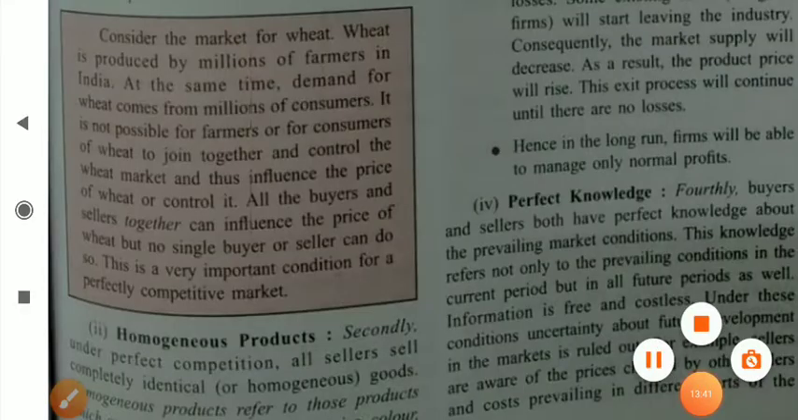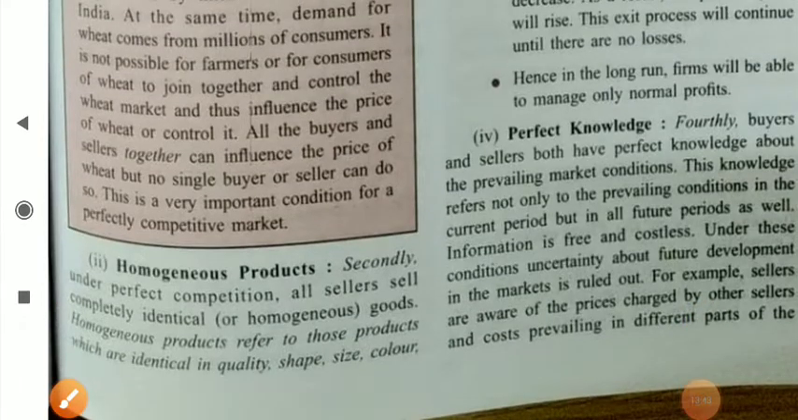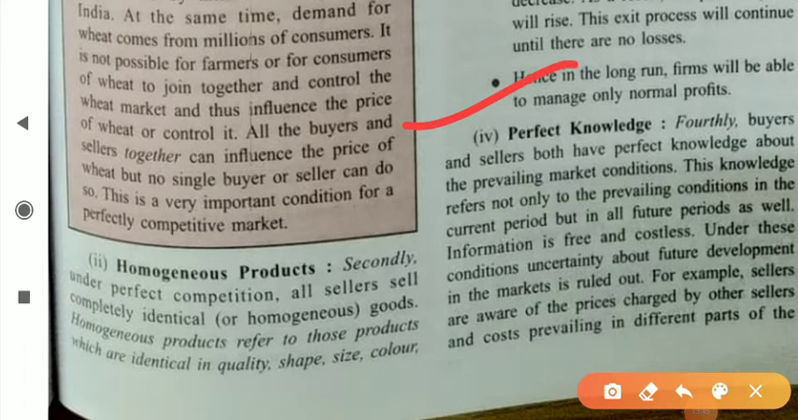Now move to our next point, which is perfect knowledge. As I told you, in this market the consumer has perfect knowledge about the market, and similarly the producer also has perfect knowledge. So the buyer and the seller both have perfect knowledge about the prevailing market conditions.